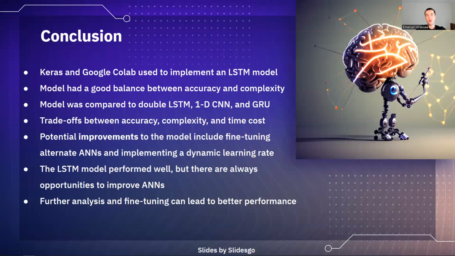And although the model performed well, there are still opportunities for improvement, such as fine-tuning the alternative artificial neural networks or predicting multiple data points ahead. Therefore, while the research was a success, further analysis and experimentation will be necessary to continue improving the accuracy and efficiency of Dst index forecasting.